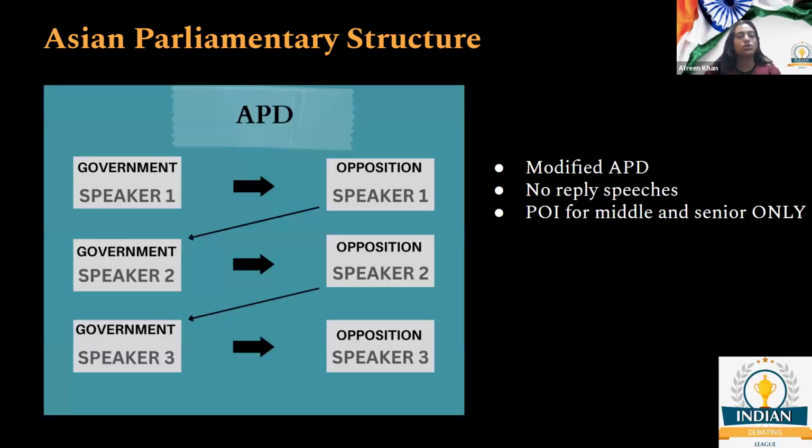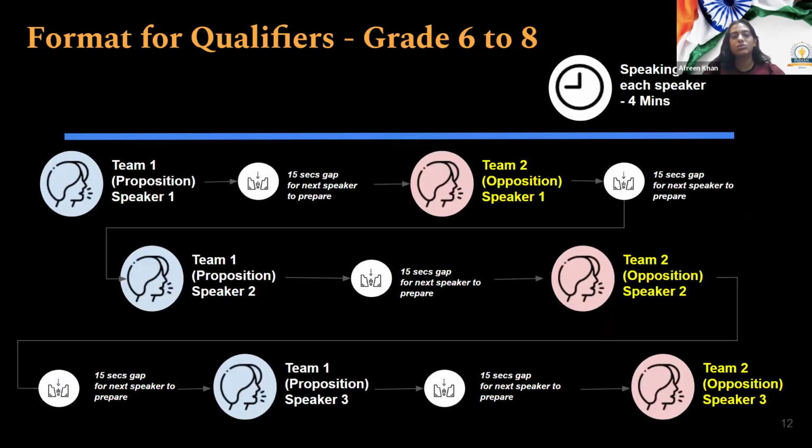So I think this has also been told to you, that this is the structure. Government speaker 1 speaks first, then opposition speaker 1, then government speaker 2, opposition speaker 2, government speaker 3, and opposition speaker 3. There are no reply speeches. It is modified APD. Do not ask me what reply speeches are, again, you would get confused. Just try to focus on the first 3. And then lastly, you will have POIs. I think the structure generally looks like this.